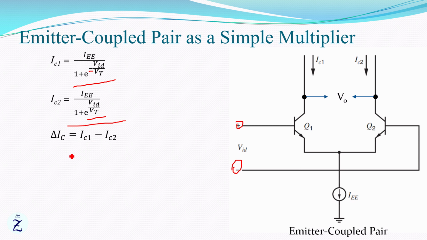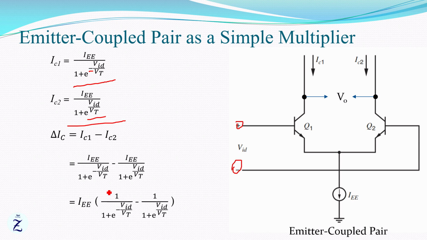Apply these IC1 and IC2 in the change in collector current equation, then delta IC is equal to IEE divided by 1 plus e raised to minus VID divided by VT minus IEE divided by 1 plus e raised to VID divided by VT. Here we have IEE as common, so we can write it as delta IC is equal to IEE into 1 by 1 plus e raised to minus VID divided by VT minus 1 by 1 plus e raised to VID divided by VT.